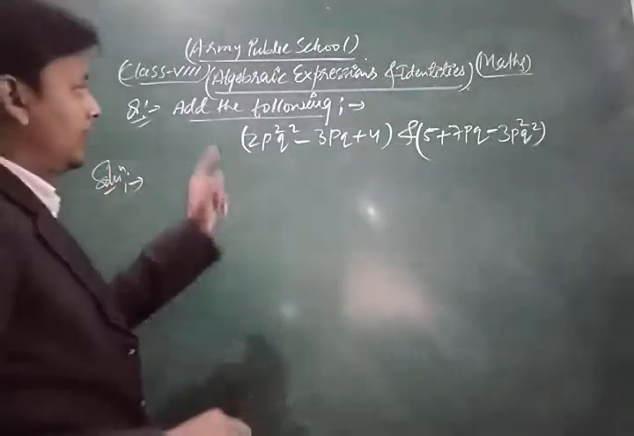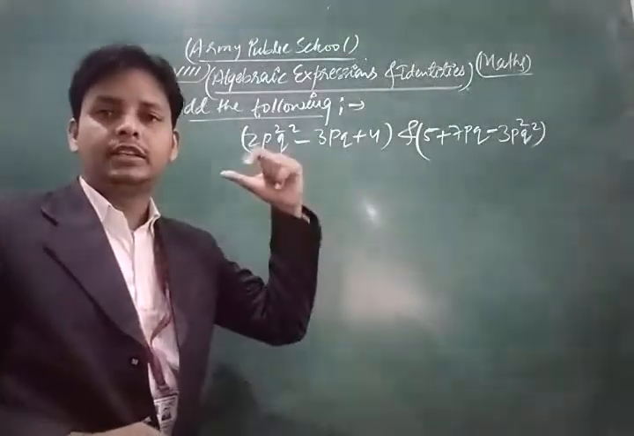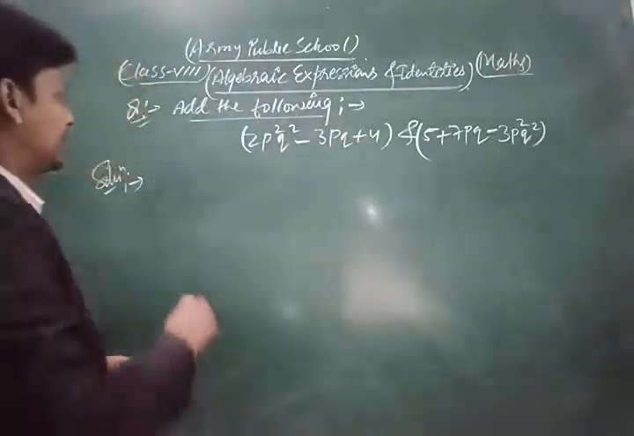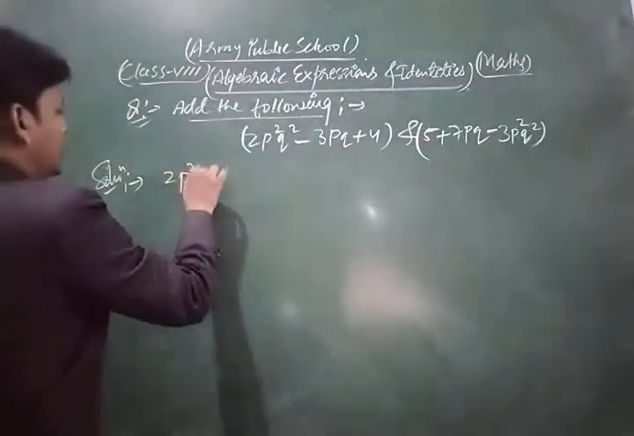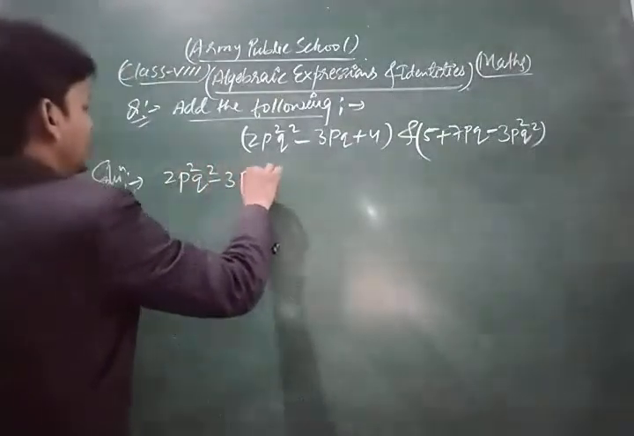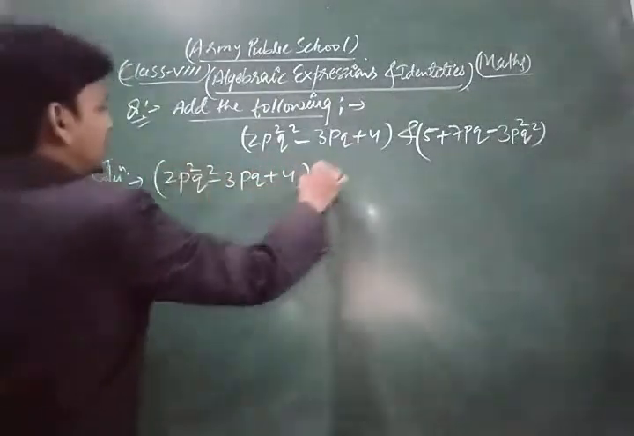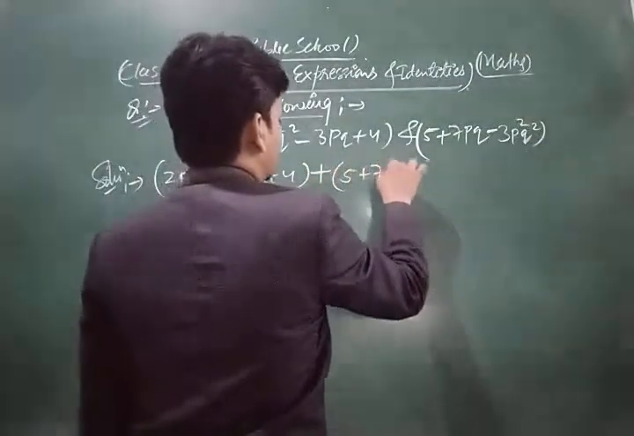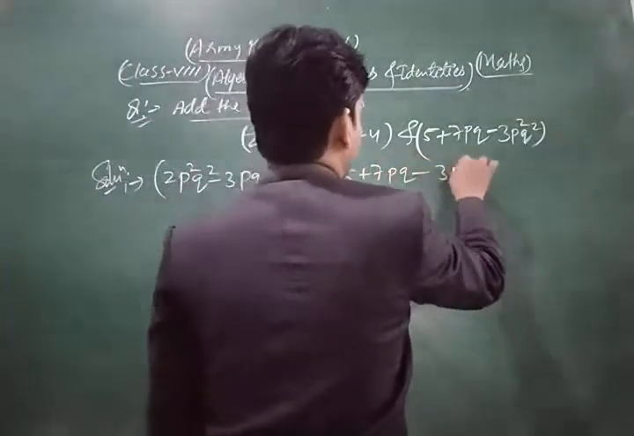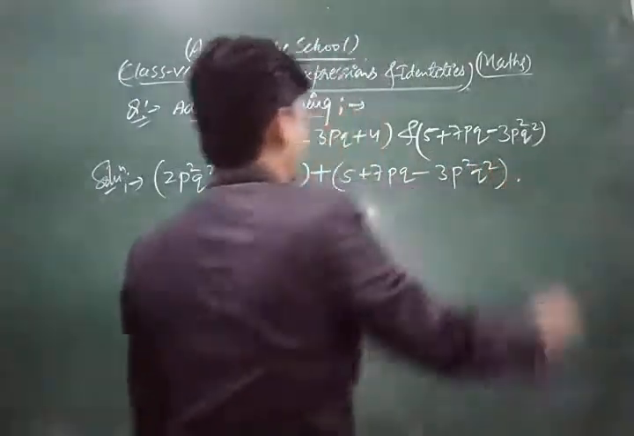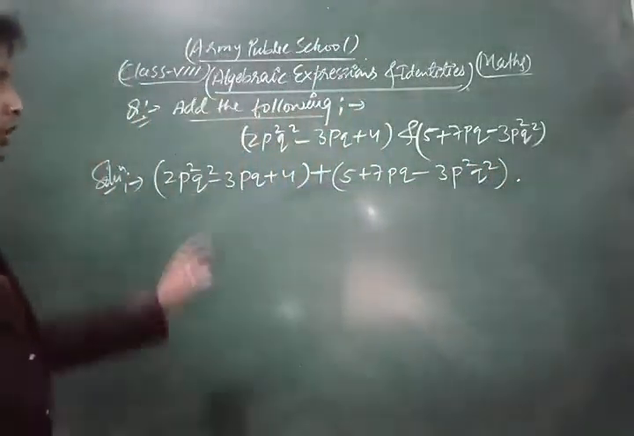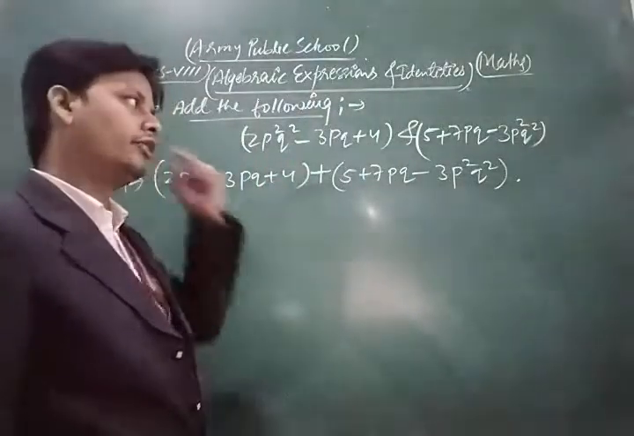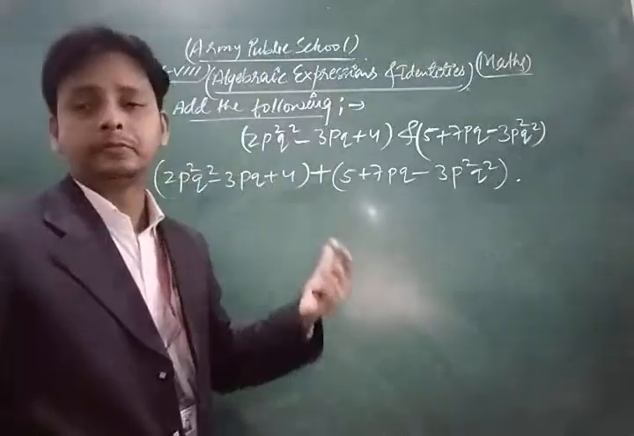First of all, we add the following expressions, so we write these expressions with a plus sign. Look, this is 2p square q square minus 3pq plus 4, plus this is 5 plus 7pq minus 3p square q square. Now what do I do? First of all we break the brackets, and after that we collect the like terms.